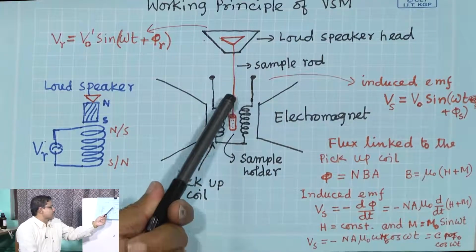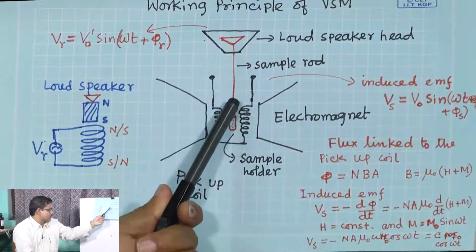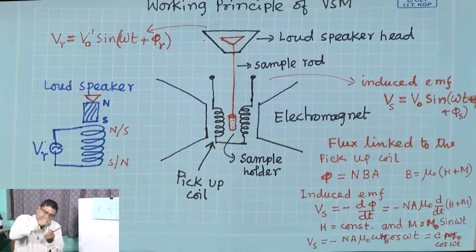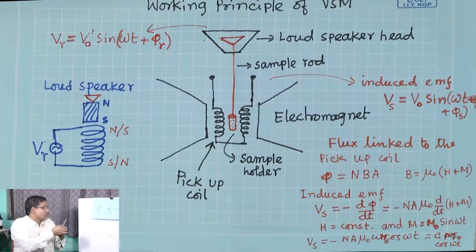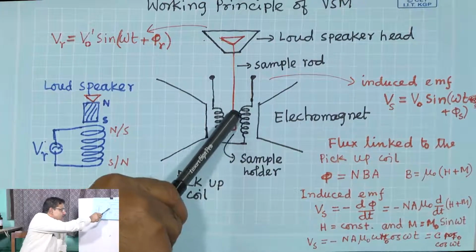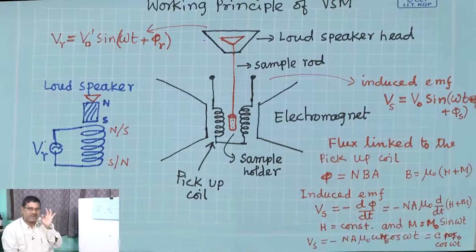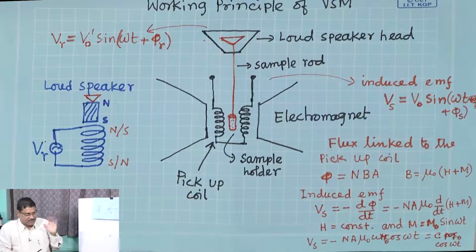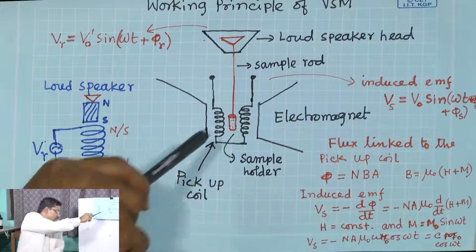So, here there is a rod. If it is powder form, you put the material in a straw. Or if it is film, or if it is bulk material, there will be a sample holder, and we attach the sample to this sample holder. Whatever the form of the sample, powder, thin film or bulk material, this is the sample.